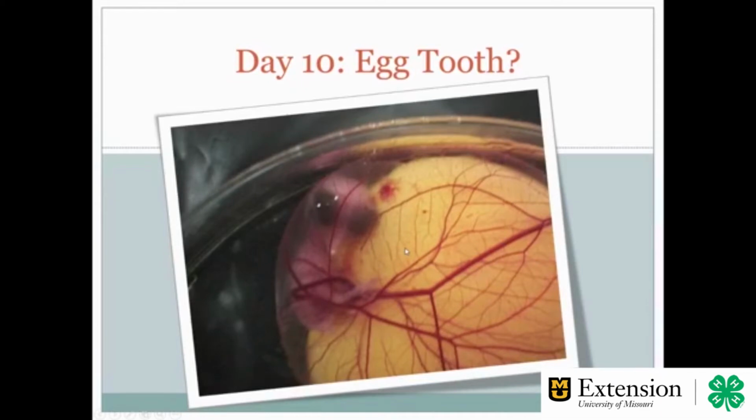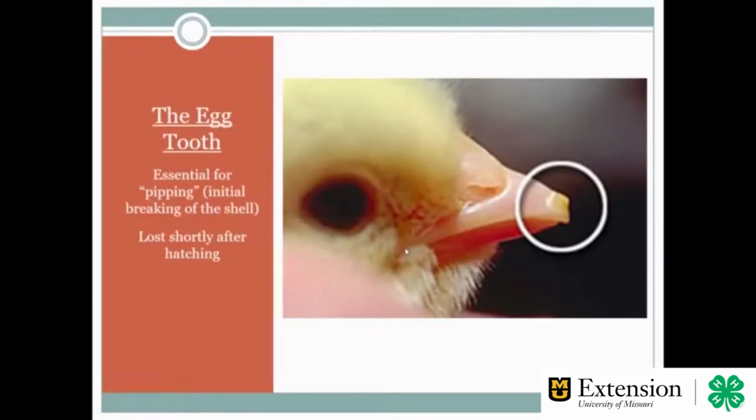All right. So what's that egg tooth used for? The egg tooth is this little tip at the end of their beak, which falls off shortly after they're born because it's not needed. It is essential for the pipping, or initial breaking of the shell. So when the chick starts to hatch out of the egg, it uses that egg tooth to break the inside of the shell, and that's called pipping.